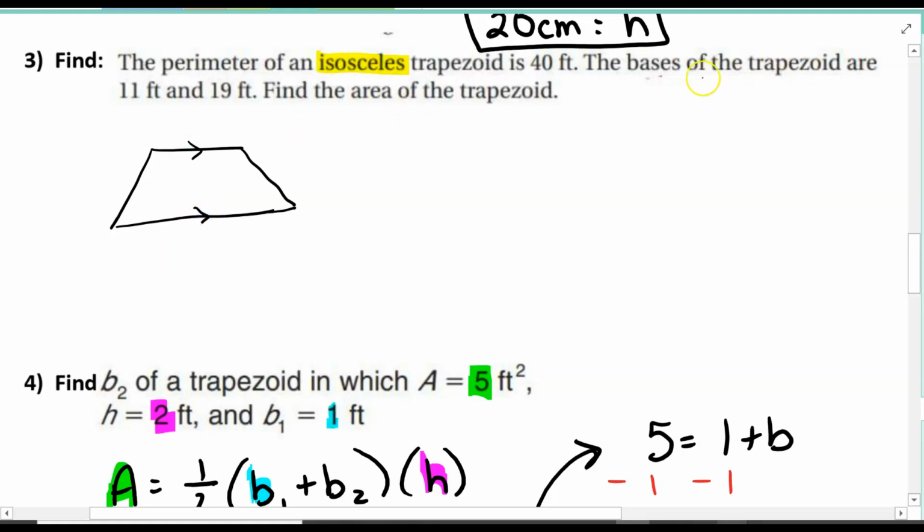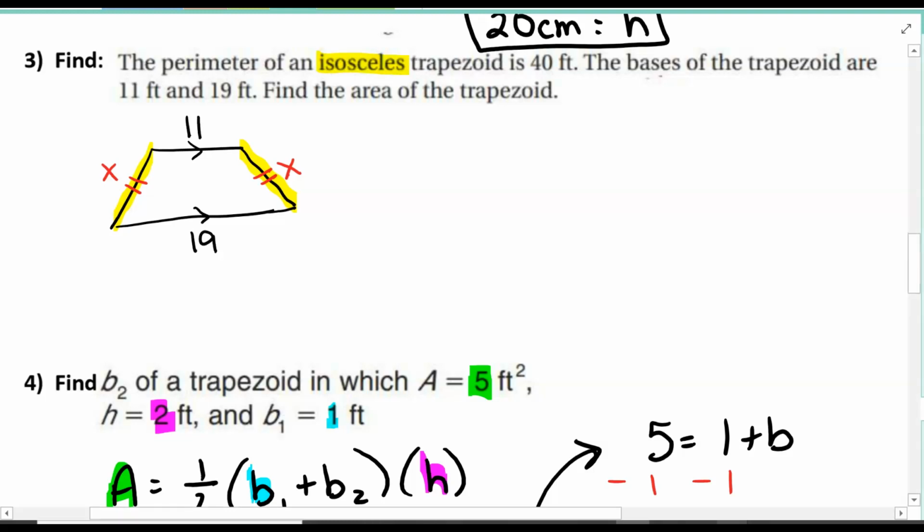So if the bases of the trapezoid are 11 feet and 19 feet, I know this is 11, I know this side is 19. Now, what makes it isosceles is that the two sides that are not the bases are going to be congruent. I don't know what those sides are right now, so whatever mystery measure this one is, the same mystery measure is this one. They haven't used x in the problem yet, so I can make x my own value. I'm going to represent those as x.